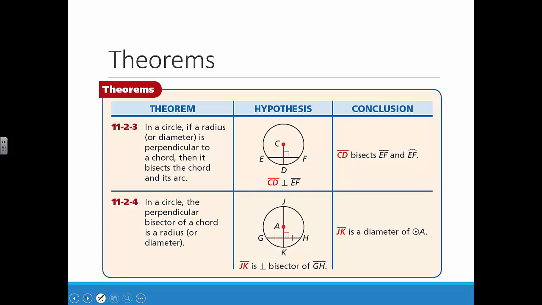Last theorems. So in a circle, if a radius or diameter is perpendicular to a chord, then it bisects the chord and its arc. So that means if this is perpendicular, this guy is congruent to this guy, and this arc is congruent to this arc. And then it works the other way around. In a circle, the perpendicular bisector of a chord is its radius, or diameter, if you draw it all the way across. So if you know these two things are congruent, then this has to be your radius.